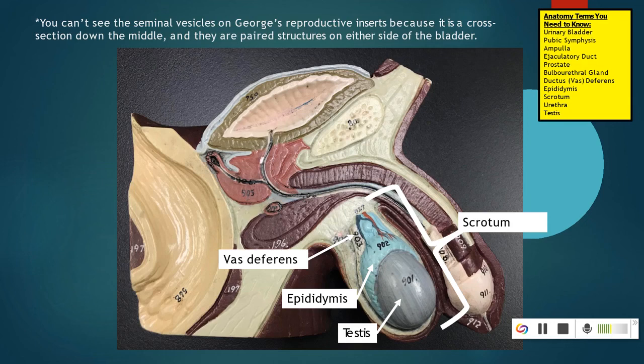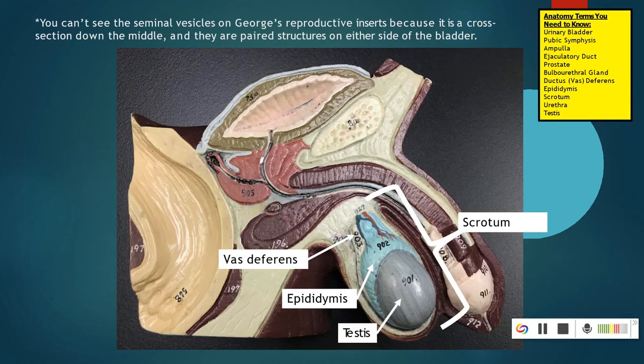This is a cross-section of our anatomical model. His name is George. So you can't see the seminal vesicles on George's reproductive inserts because it is a cross-section down the middle, and they are paired structures on either side of the bladder. Because it's just straight down the middle, you don't really get to see the mirrored structures because they would be on either side of that half slice. But they're there.